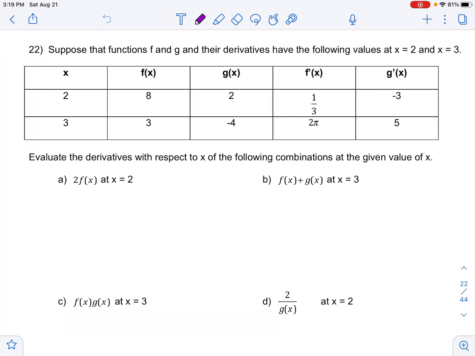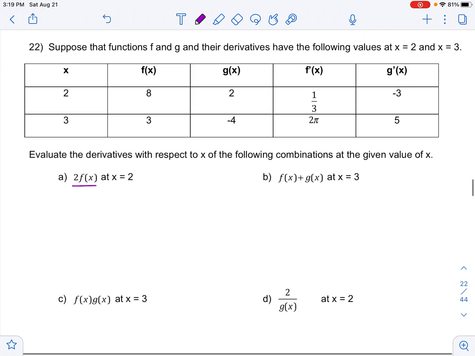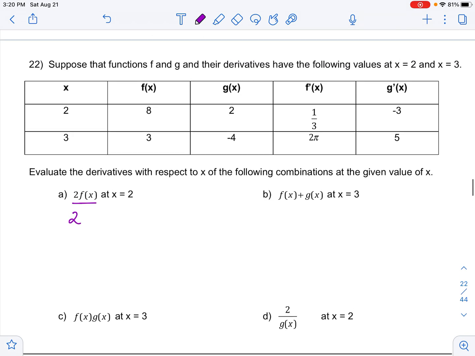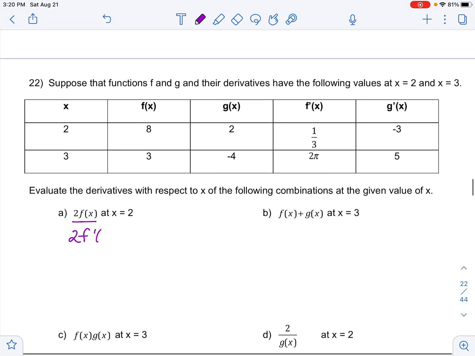So if I want to find the derivative of 2f of x, this is your constant multiple rule. We just leave the 2 in the front, and the derivative of f of x would just be f prime of x. So we're going to use one of the rules that we know to take the derivative, and then we're going to go and plug in the value that we want. So this is really 2f prime of 2, which would be 2 times, and f prime of 2 is really 1/3, so I'm looking for 2/3.